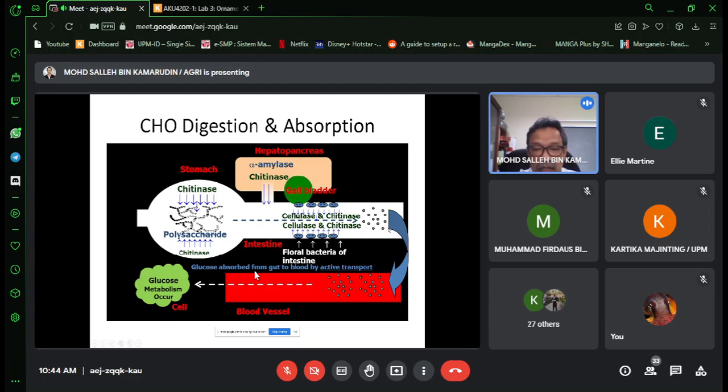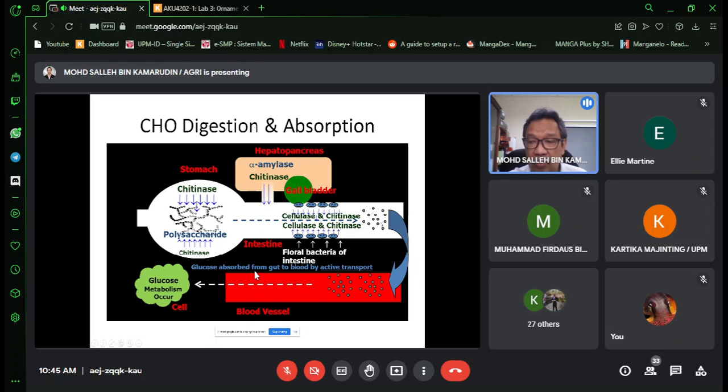And then selepas tu lah baru kat sini, selepas itu baru ada alpha amylase by hepatopancreas juga. Dia akan digest into glucose, dan glucose dia barulah jadi absorb di body nanti. Ya. Dalam darah, dia masuk ke dalam darah, dan masuk ke sel dan sebagainya untuk glucose metabolism.